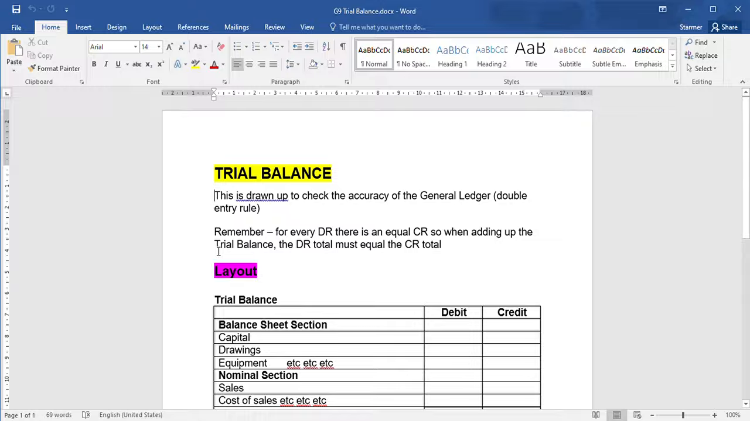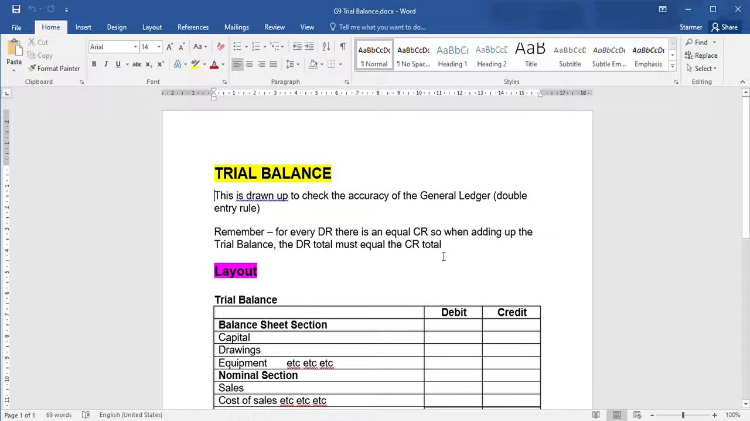Remember, when you are doing your general ledger, every time you put something on the debit side, there must be an equal credit entry. So if you're putting something on the debit side and the same amount on the credit side, then when you add up your debit totals and add up your credit totals, those totals must be equal. In other words, your debit total must equal the credit total.